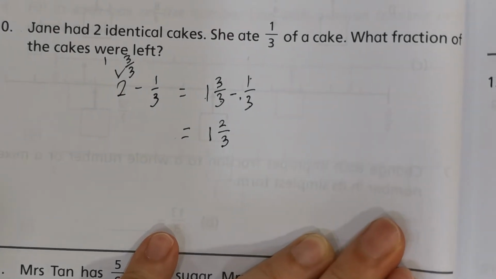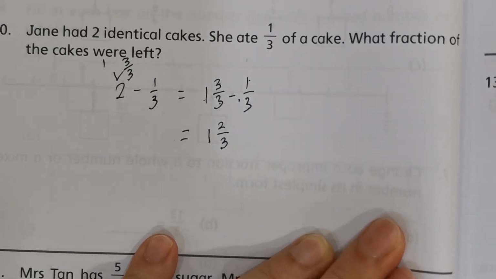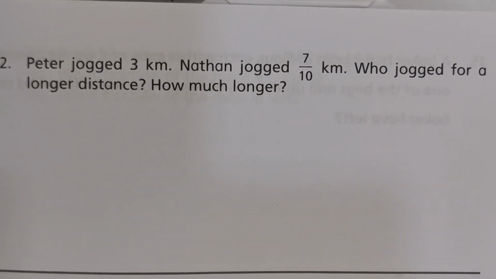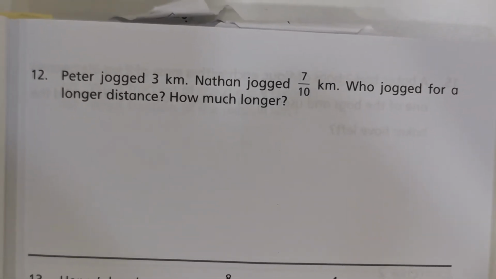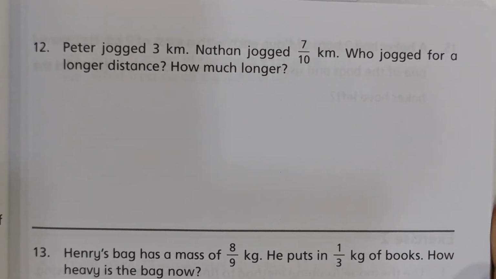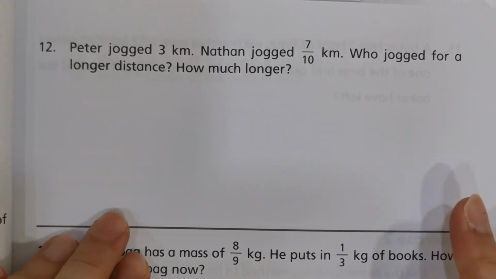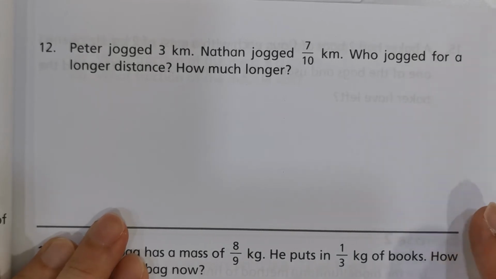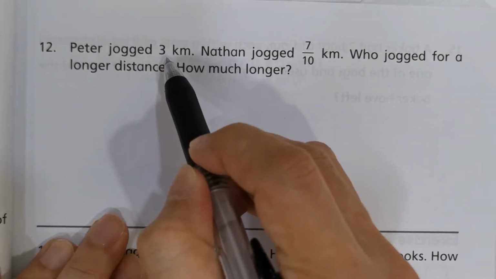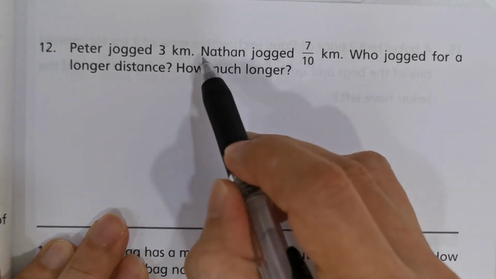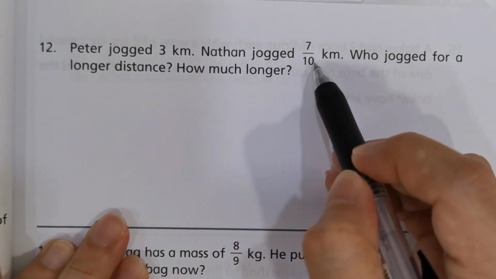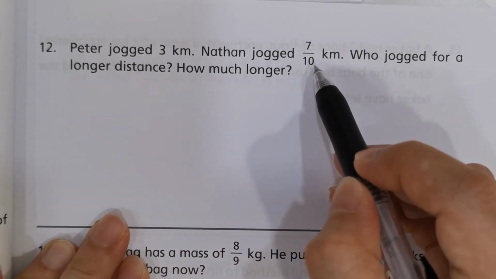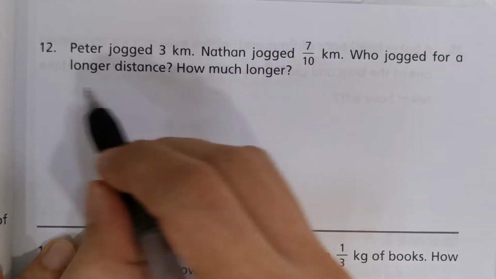Next, let's try another question. Page 73, question number 12. Let's make this a little smaller. Peter jogged 3 kilometers. Nathan jogged 7 over 10 kilometers. Who jogged for a longer distance? How much longer? Now, if you look at this, Peter jogged 3 kilometers, which is a whole number. Nathan jogged 7 over 10 kilometers, which is a fraction. So obviously, a whole number is definitely a bigger number than a fraction. So definitely, who jogged for a longer distance?